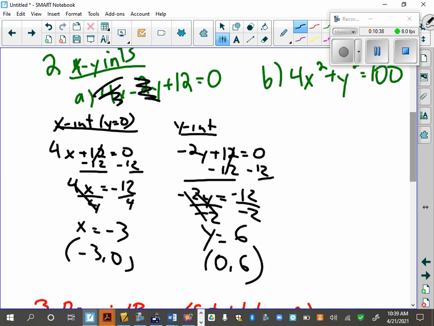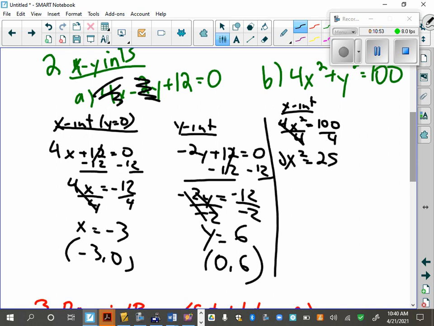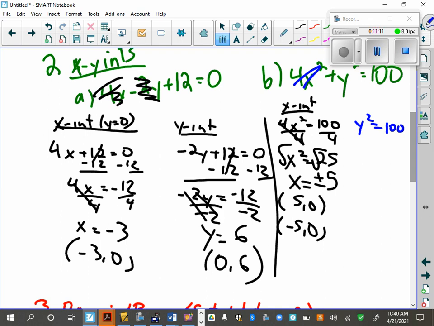Now this is going to be skinnier. X-intercept is keep the x part. So 4x squared equals 100. Divide by 4. X squared equals 25. What's the square root of 25? Positive, negative. Important now that you don't lose an x-intercept. And similarly, y-intercept is to get rid of the x part. You just have to solve y squared equals 100, so y equals positive negative 10. So 0, 10, and 0, negative 10 are the winners.